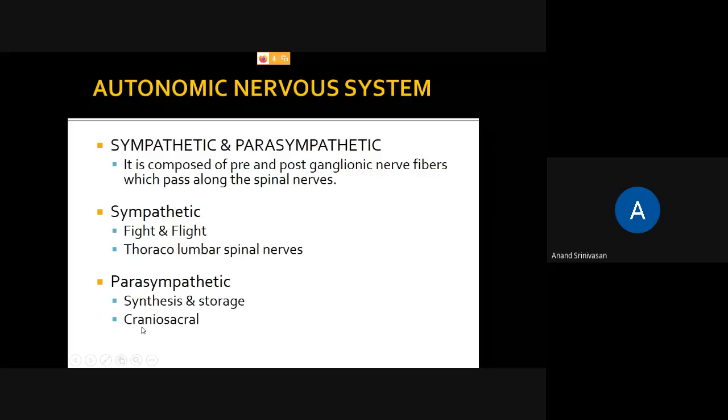What is craniosacral? Cranio means cranial nerves, you know, like 1, 2, 3, 4, 5, 6, 7, 8, 9, 10, 11, and 12, the 12 cranial nerves. So it will be arising from the cranial nerves and from the sacral nerves. So it arises from the cranium as well as the sacral nerves. These are called the sympathetic and parasympathetic nerves.